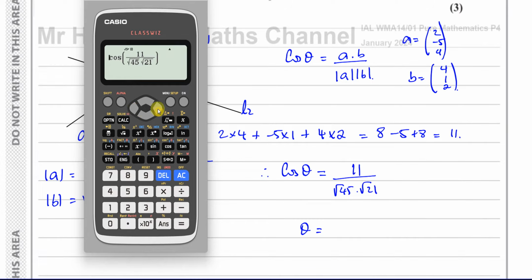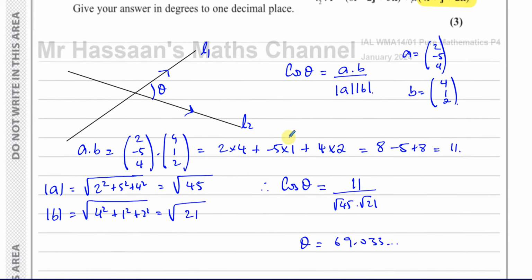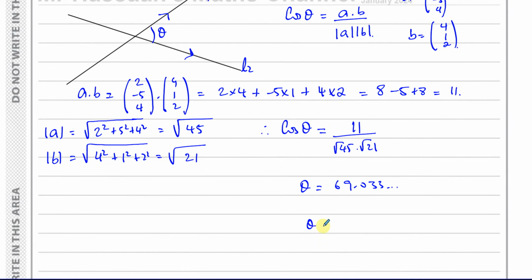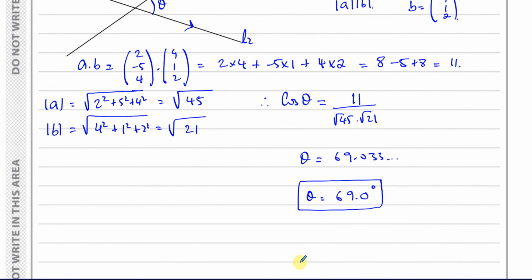Why did I not press inverse cosine? I must have forgotten to press the inverse. So that should give us our angle, which is 69.033, which we want to write to 1 decimal place. So theta is going to be 69.0 degrees. And there's the answer for part C of this question.